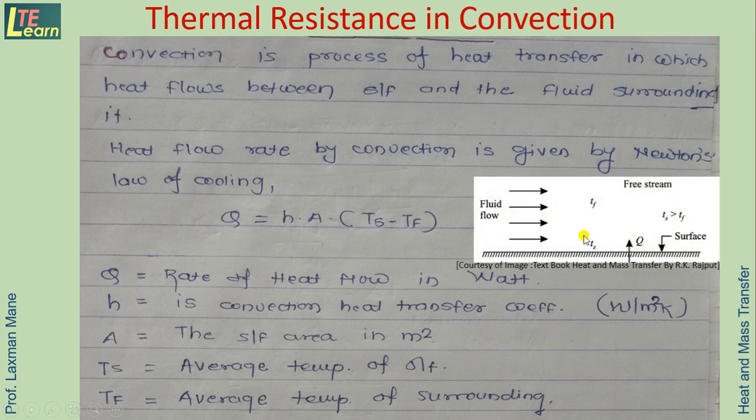Now this is a diagram. Here you see this is a fluid flow which is passing over this surface. This is where the heat transfer across the surface is taking place. Here the temperature Ts is shown, the temperature of the surface, Tf is the temperature of the fluid, and here the temperature of the surface is greater than the temperature of the free stream, meaning the fluid which is flowing above the surface.